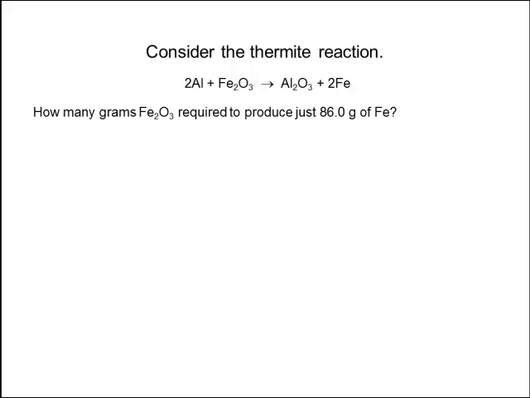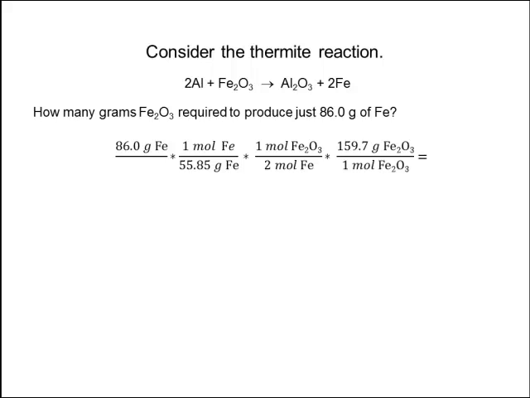All right, let's look at another example of this. So I have a thermite reaction, got aluminum plus the iron oxide, goes to form aluminum oxide plus iron. If I want to produce 86 grams of iron, I want to know how many grams of iron oxide am I going to have to use. Well, if I start with the 86 grams of iron, I want to get that to moles. Convert moles of iron to moles of the iron oxide, and then moles of iron oxide to grams of iron oxide using the molar mass of the iron oxide. So that's grams to moles, moles to moles, moles to grams, and I end up with 123 grams of iron oxide.